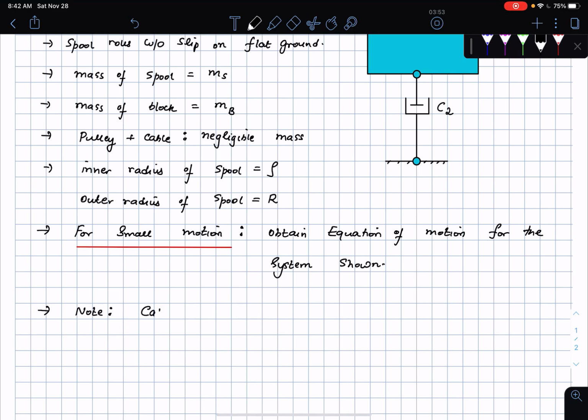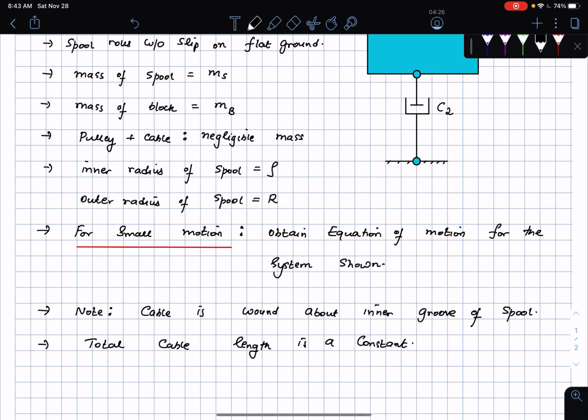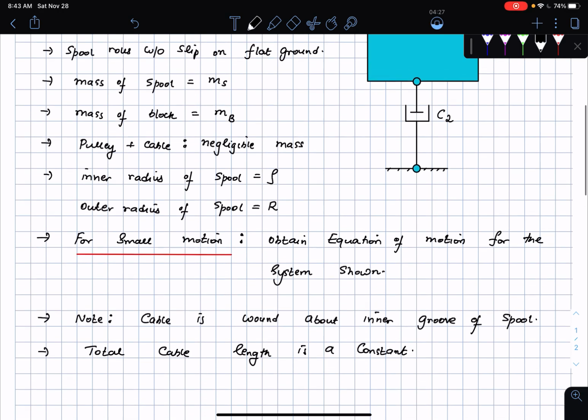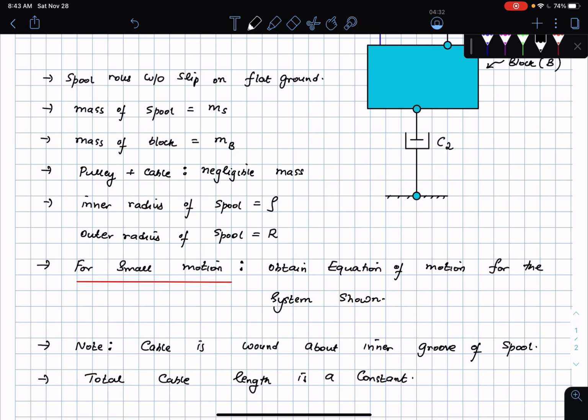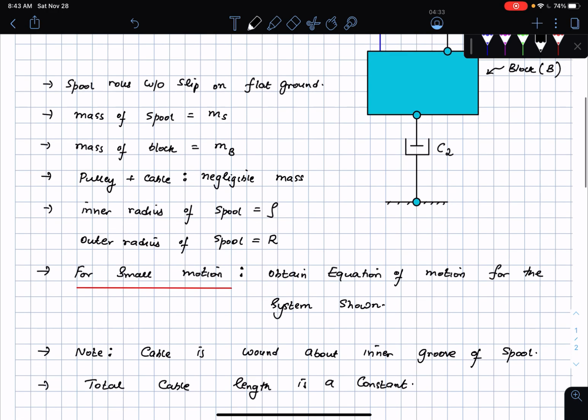Note that cable is wound along the inner groove of the spool. Okay, and you can assume the total cable length to be a constant. Okay, so that's an assumption that one can make, and we know that it's rolling without slip, so there is no kinetic friction and so on. Okay, drag and all these things are also neglected.